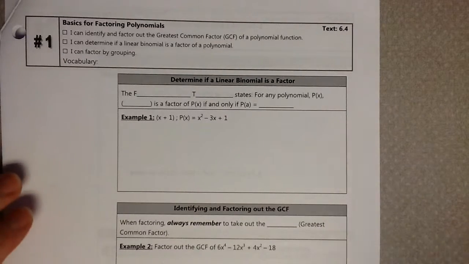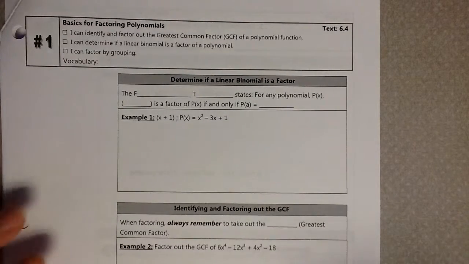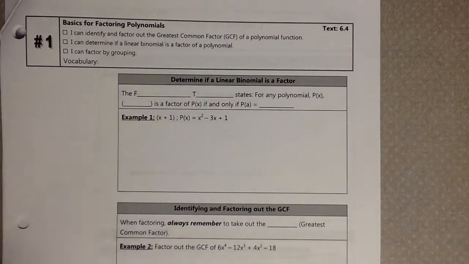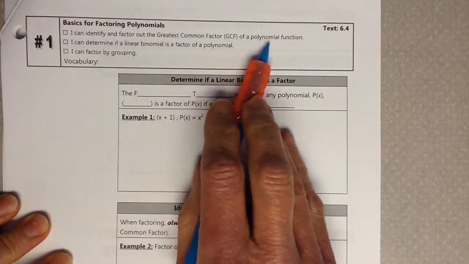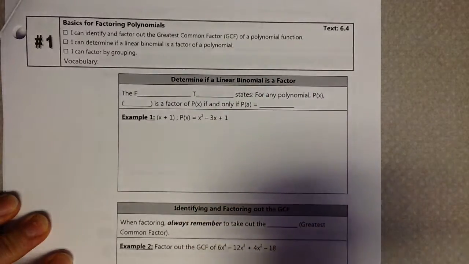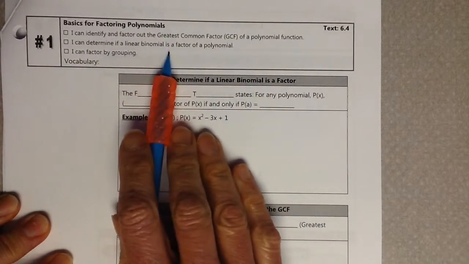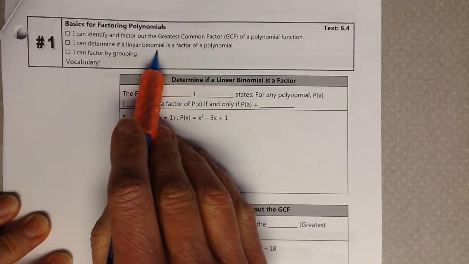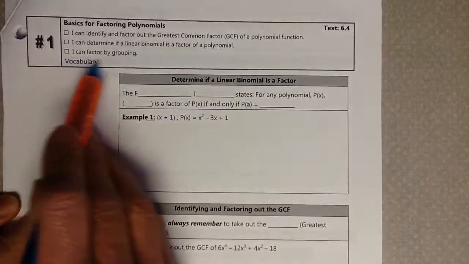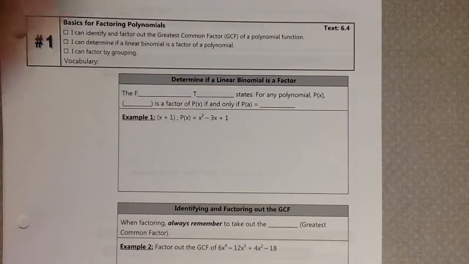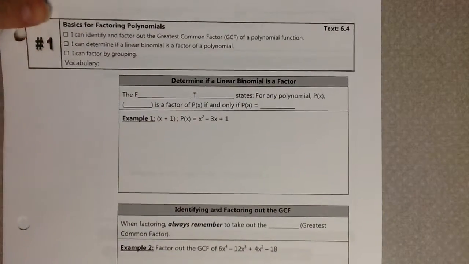In section 6.4, we're going to be doing some factoring, and for this first section, I want you to identify and factor out the greatest common factor, and also to determine if a linear binomial, so we know that a binomial is two terms, is a factor of a polynomial. And then the next section will factor by grouping. So we're going to kind of take this section in two pieces.